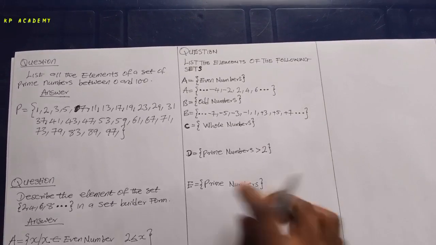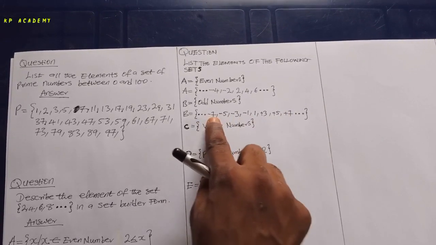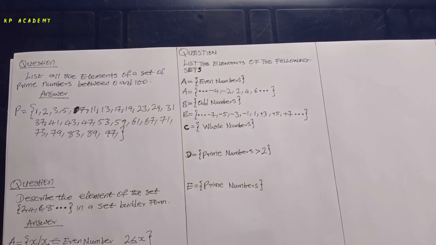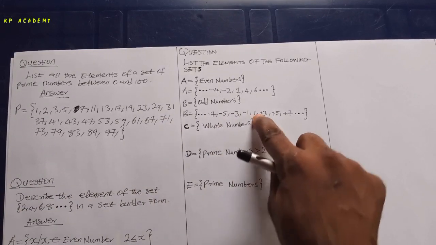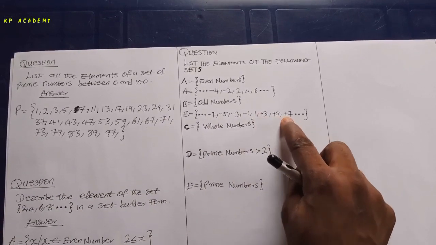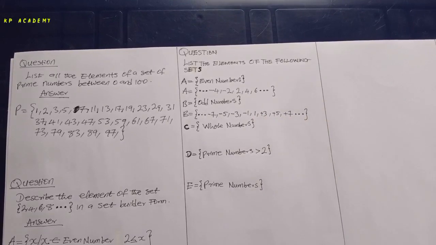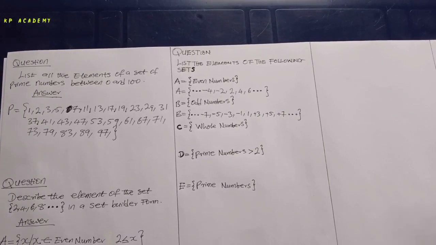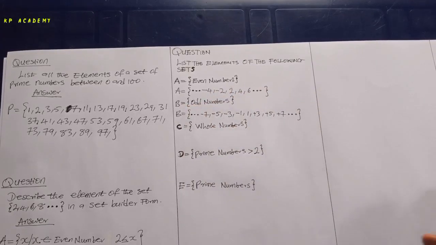All right. So now from here, this -7, -5, -3, -1, they are all accounting for the negative odd numbers. And from here now, +1, +3, +5, and +7, and so on and so forth, is just there to account for the positive odd numbers. All right. So these are the set of all the odd numbers.